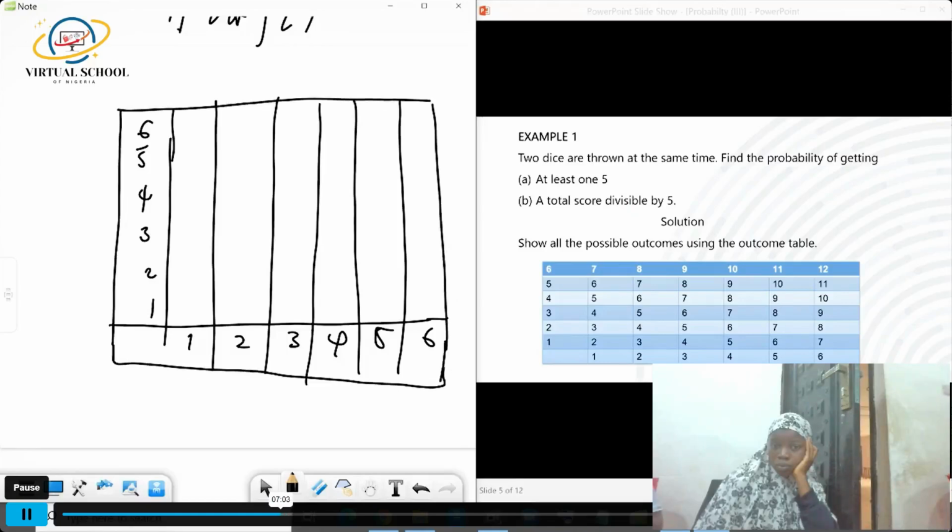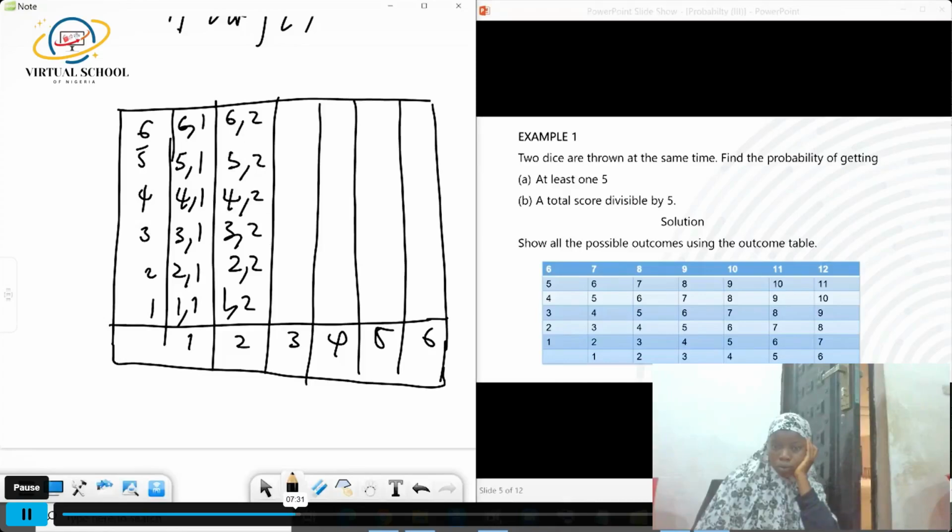Now for each of these events, I will start from here. I'm having 1, 1 here. This is 2, 1. This is 3, 1. This is 4, 1. This is 5, 1. This is 6, 1. This is 1, 2. This is 2, 2. This is 3, 2. This is 4, 2. This is 5, 2. Then 6, 2. Then I'm having the next one, 1, 3. This 2, 3. 3, 3. Then 4, 3.